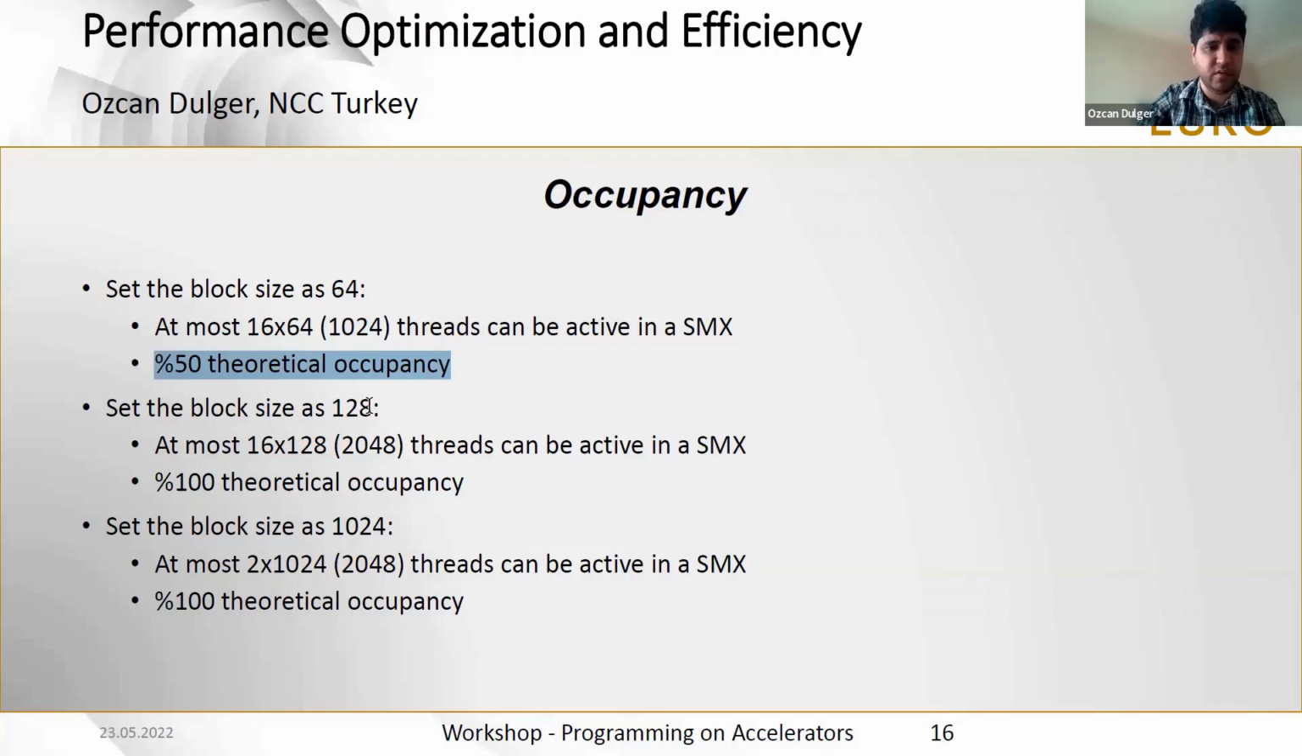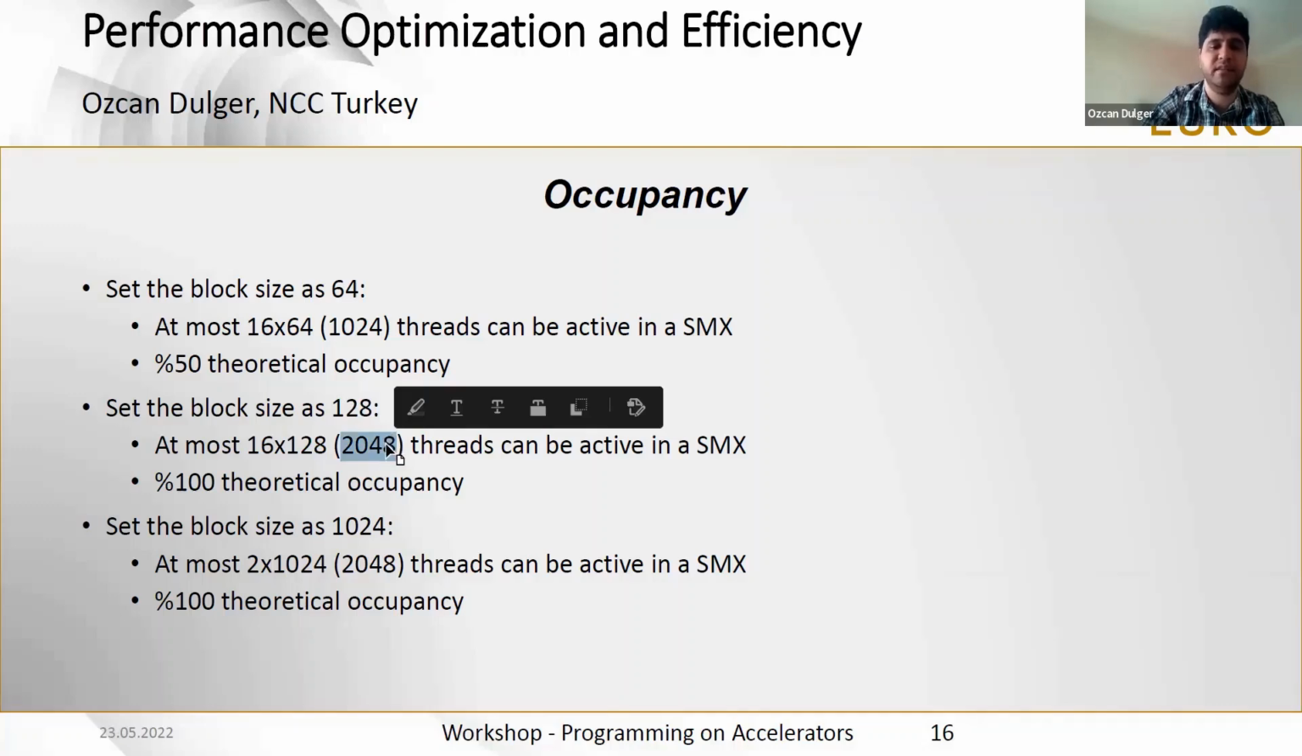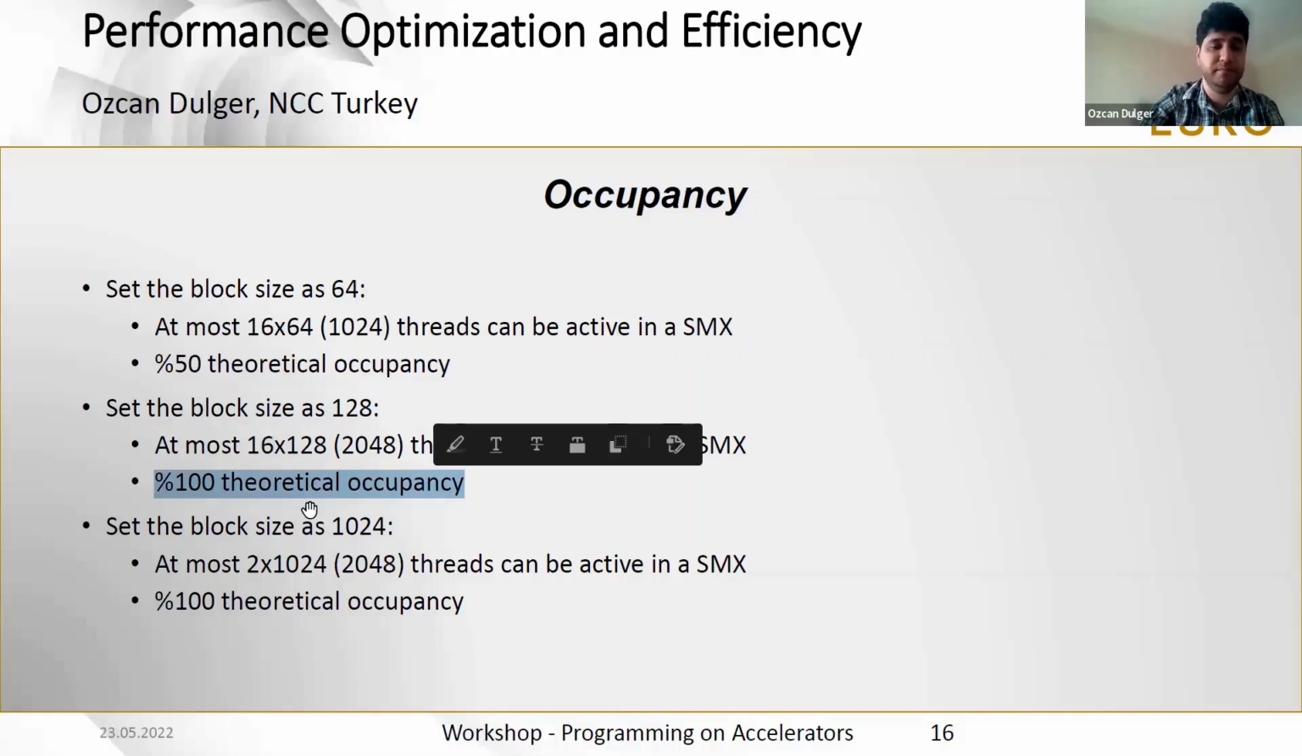In the second one, when we set the number of threads in a block to 128, at most 2048 threads can be active in a streaming multiprocessor. Because at most 16 blocks can be active, and 128 threads are created in a block. So at most 2048 threads can be active in this scenario. And so we achieve 100% theoretical occupancy.